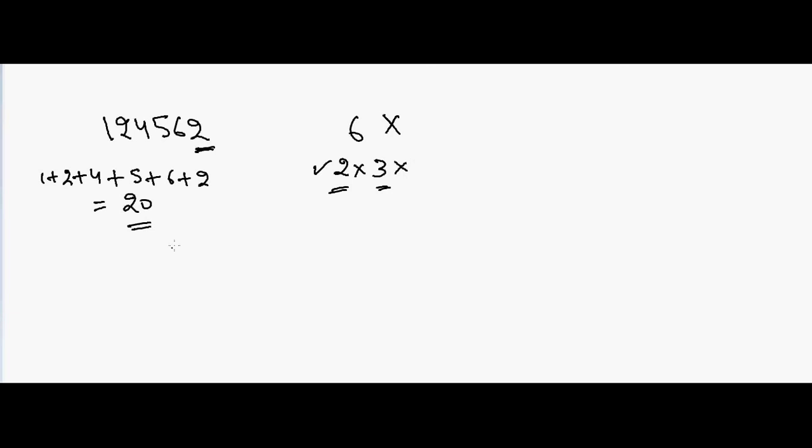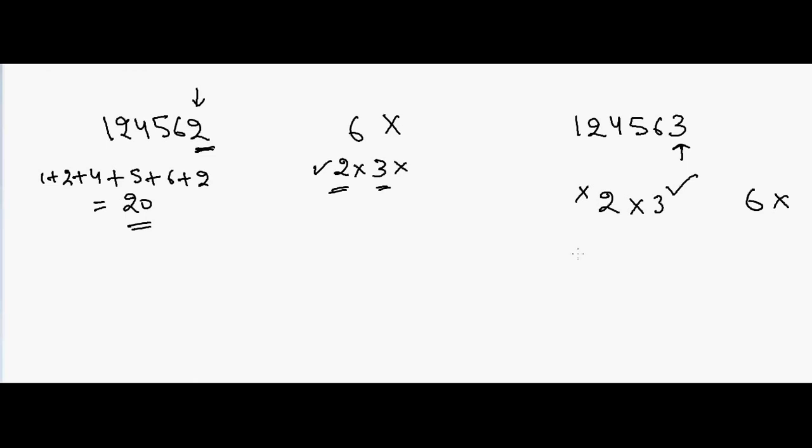We can modify this by adding one more number. So if I add one more number here, it will become 1 2 4 5 6 3. Now the sum is 21, so it is divisible by 3 but not by 2. So still, it will not be divisible by 6.